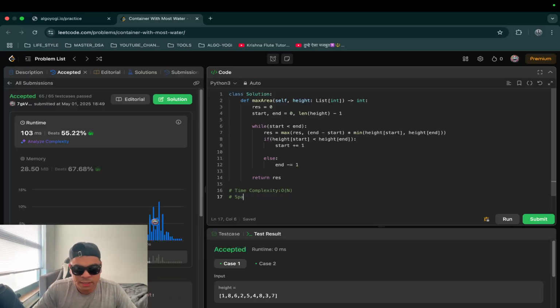Space complexity is gonna be big O of 1 because we only used one variable just to store the result.